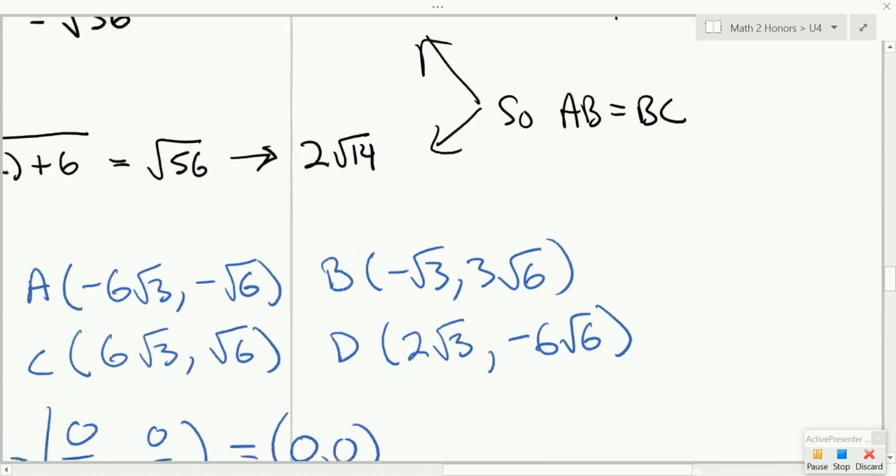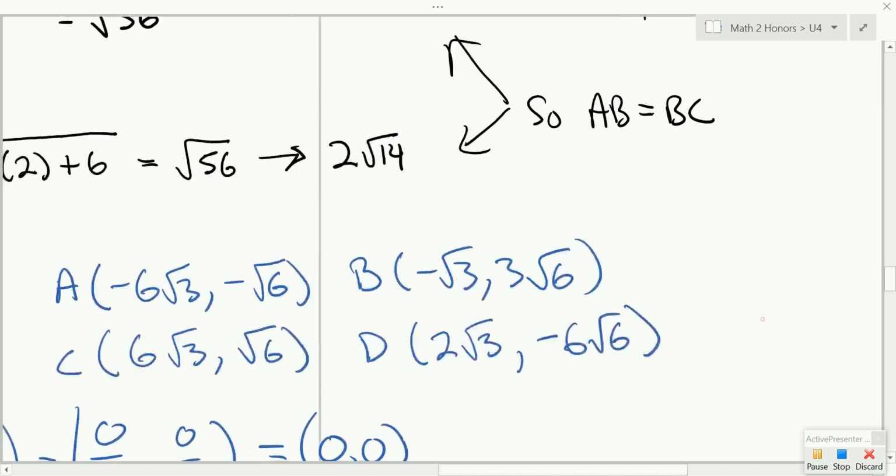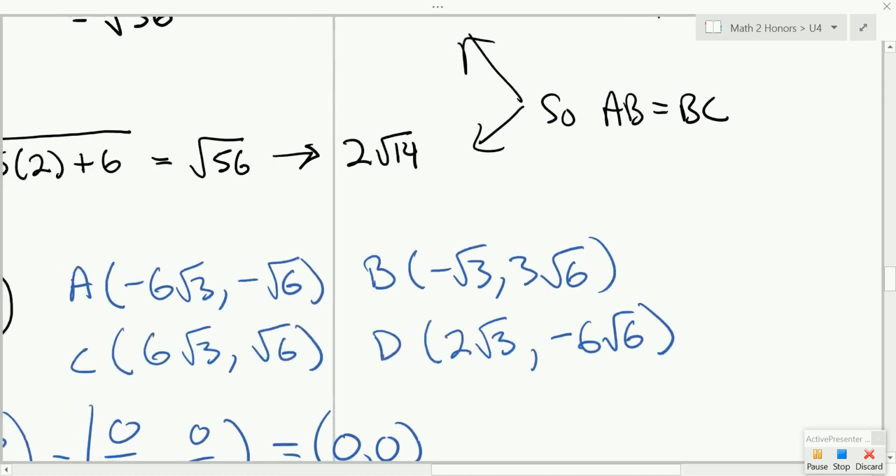All right, here they are. What I have in blue right here, A, B, C, and D. So A should be negative 6 root 3, comma negative root 6. B should be negative root 3, comma 3 root 6. C should be 6 root 3, comma root 6. And D should be 2 root 3, comma negative 6 root 6.